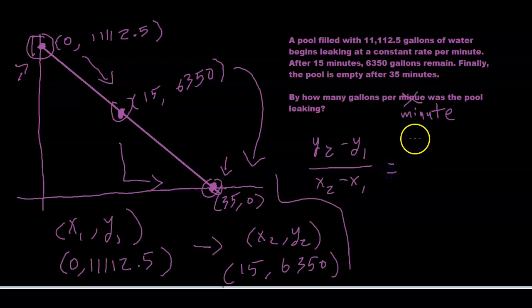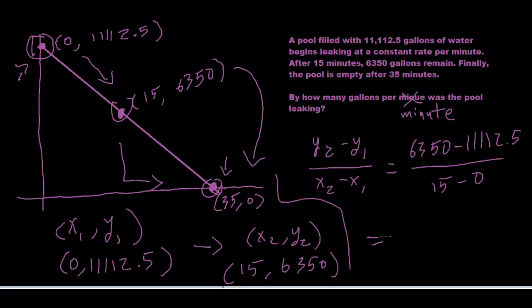All right. So now let's just calculate y2 minus y1, the change in y, divided by x2 minus x1, the change in x. That's going to be 6,350 minus 11,112.5 divided by the change in x. That's going to be 15 minus 0, right? Okay. What is 6,350 minus 11,112.5? That's negative 4,762.5 divided by what's 15 minus 0? That's just 15, right?